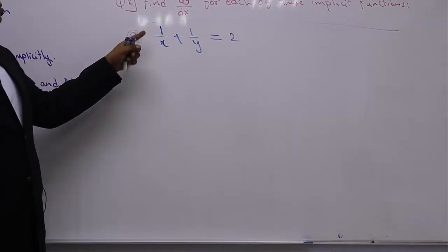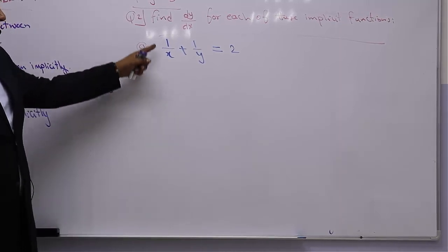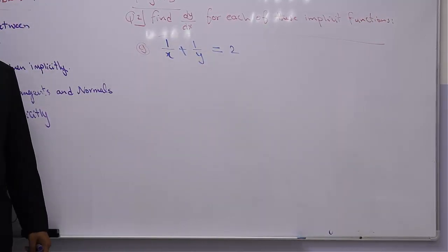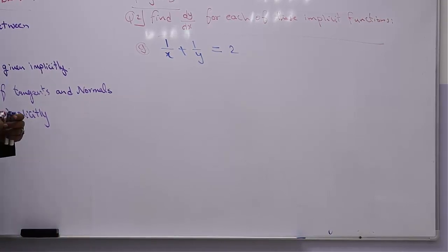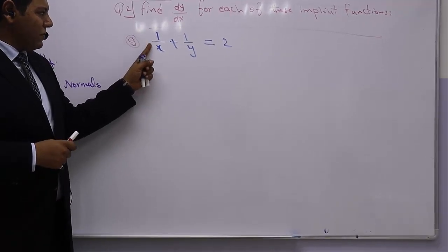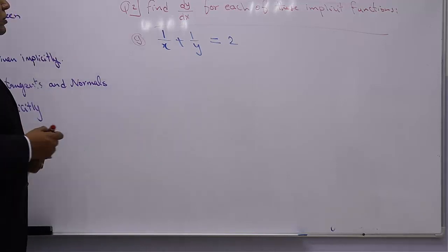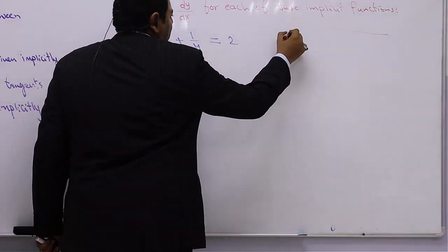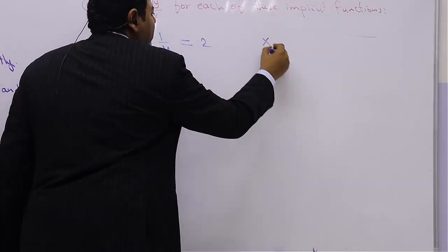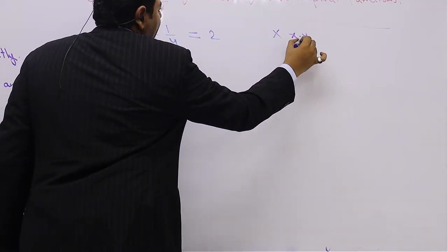Letter G in question 2. The question here: find dy over dx for each of these implicit functions. I have 1 over x plus 1 over y equal to 1. It's a very easy question, but you have to pay attention here. I have this fractional form, 1 over x and 1 over y. I told you before, to remove any fraction, what do you have to do? We just need to multiply all terms by the product of the denominators in these fractions. So we need to multiply all terms by x times y.